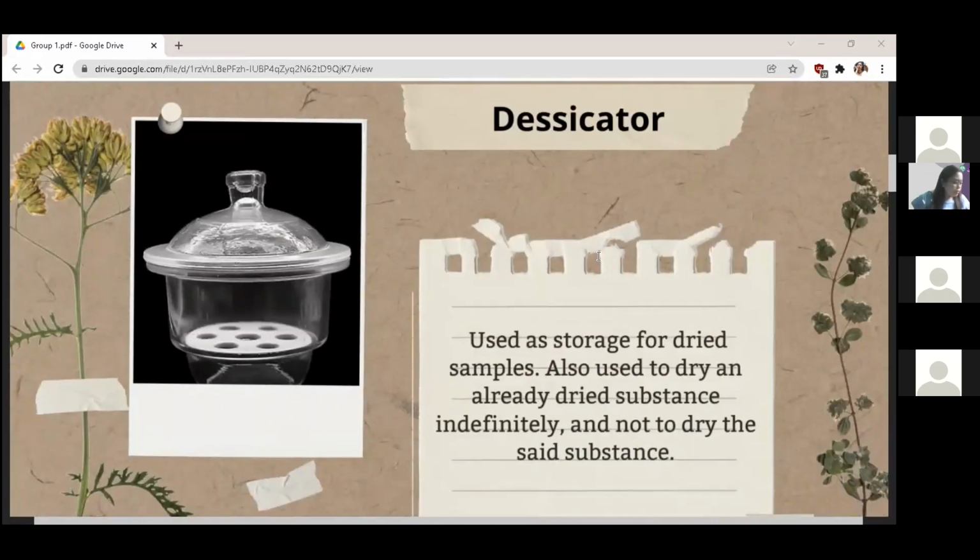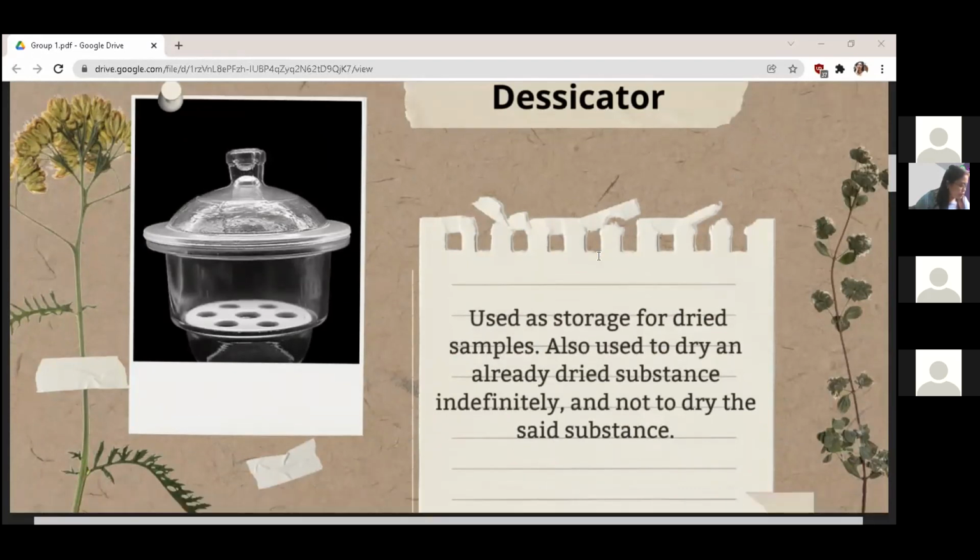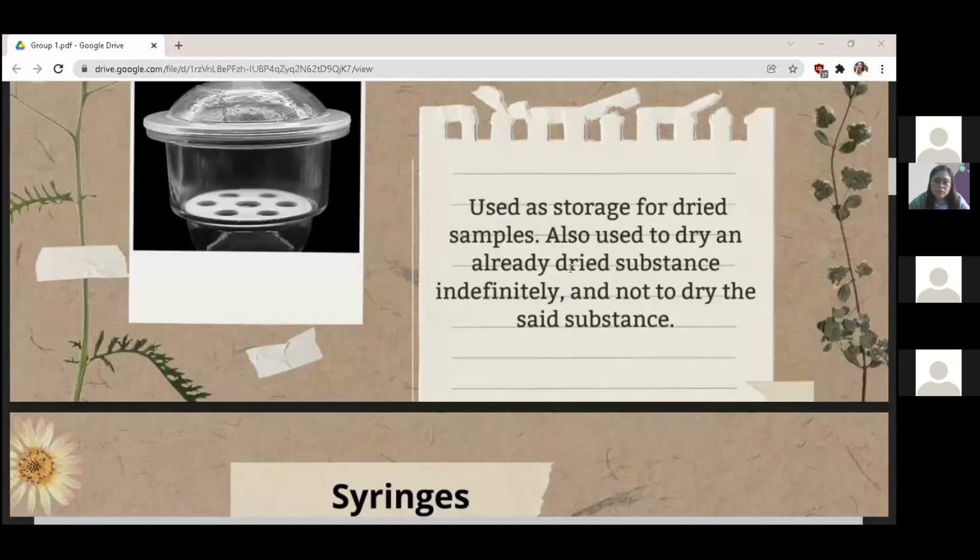Next is the desiccator. Used as storage for dried samples, also used to keep an already dried substance dry indefinitely, and not to dry the said substance. Desiccators are sealable enclosures containing desiccants such as silica gel, used for preserving moisture-sensitive items such as cobalt paper, electronics, and chemicals that may react to moisture. Next.